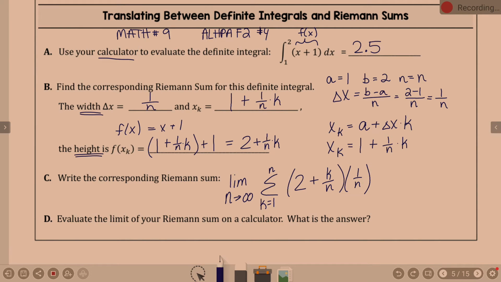D, evaluate the limit of your Riemann sum on a calculator. I have not figured out a way to do that on the TIs. I know you can do it on TI Inspire, but I have not figured out how to do it on our TI 84 pluses. So either I'm missing it, or it's not possible. So what's it going to work out to be, though? It's going to work out to be 2.5, because it's going to work out to be the same as the integral. In other words, this limit and this integral are equivalent to each other.